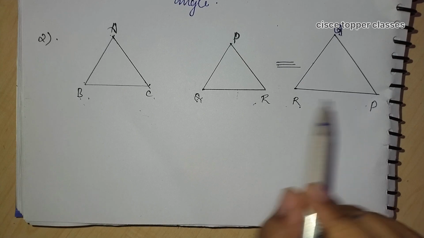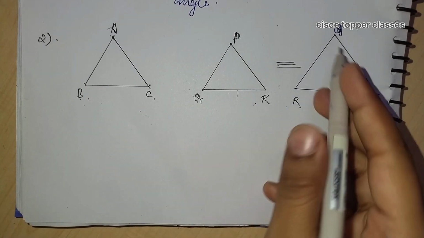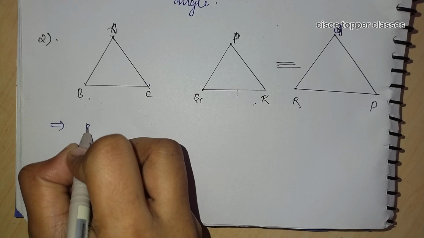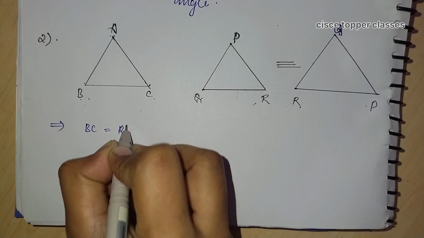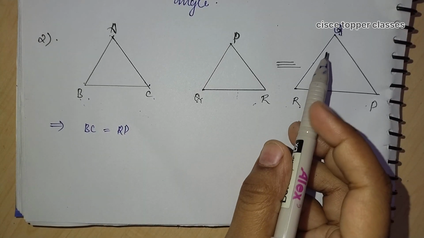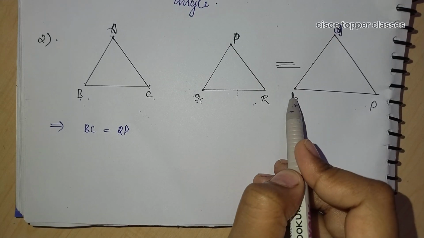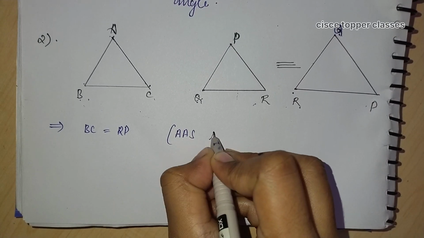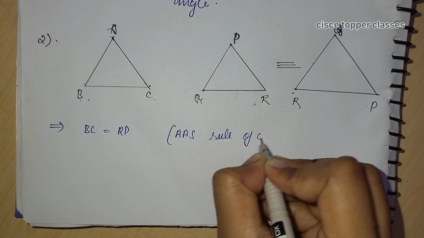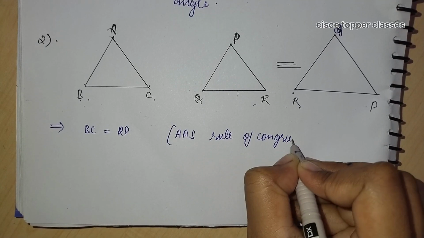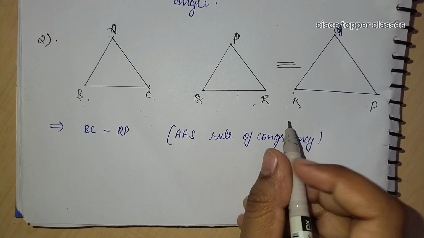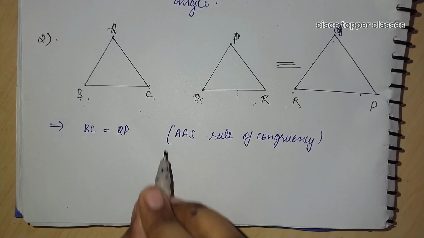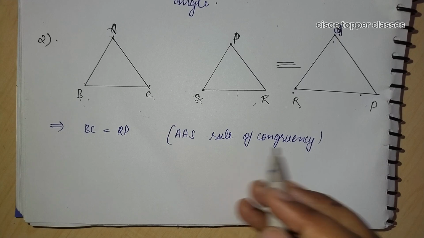So this is RP, on comparing the same side and same angle. So we can simply write BC should be equal to RP, because here Q and R are equal. So we have here angle side rule of congruency. And here this is the angle and this is the side. So angle side rule of congruency we have used here.